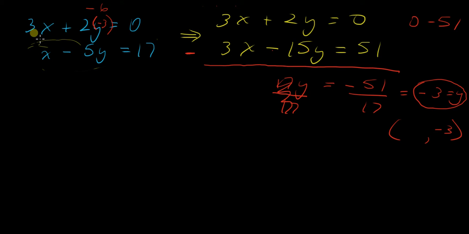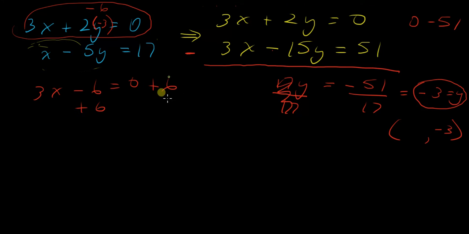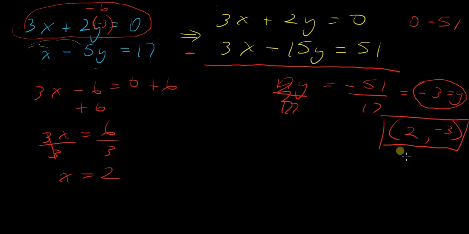Okay, so this here gives me 3x minus 6 equals 0. So if I add 6 to both sides, I get 3x equals 6. I divide both sides by 3, and I get x equals 2. And now we know the full point, the ordered pair, the point 2, negative 3. If you plug in the x's and plug in the y's, you will get equality for both of these. This is the solution for both of them, and we've done what we wanted to do.